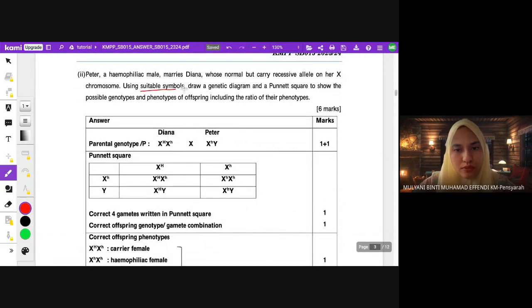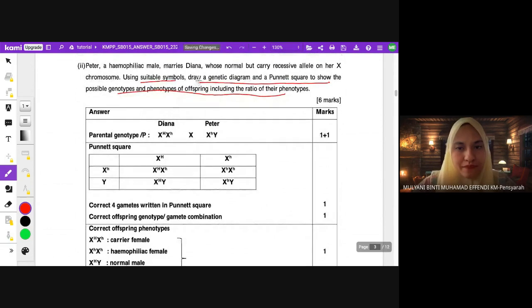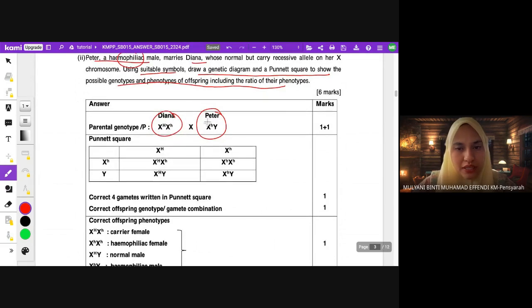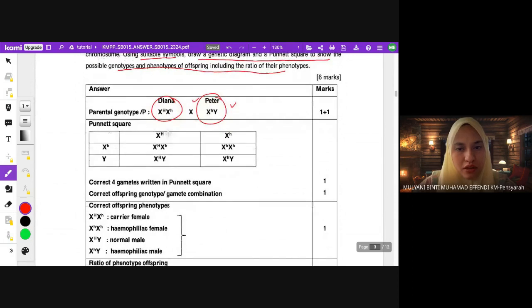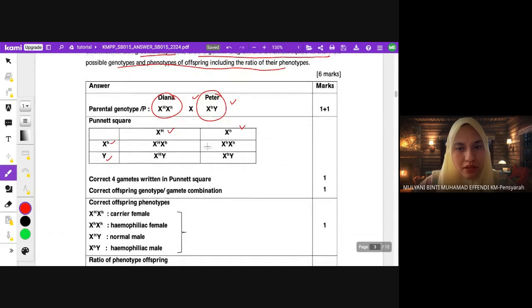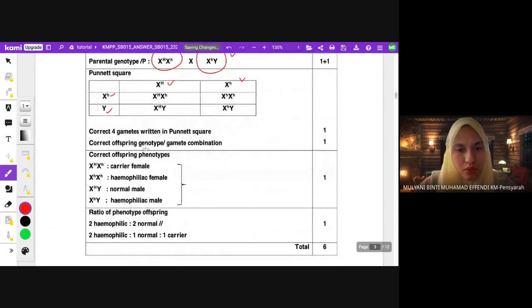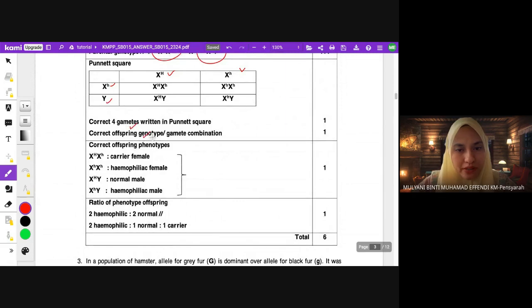So using the suitable symbol, draw a genetic diagram to show the possible genotype and phenotype of offsprings, including the ratio of their phenotypes. Jadinya kita tahu Peter adalah male, so ini male-nya. So dia ada hemophilia. Yang female-nya pula membawa recessive allele on X chromosome. Jadinya inilah genotype yang terhasil dan kita keluarkan gamitnya dan kita buat Punnett square sebab dalam soalan diminta untuk Punnett square. So ini kriteria yang diambil lah.